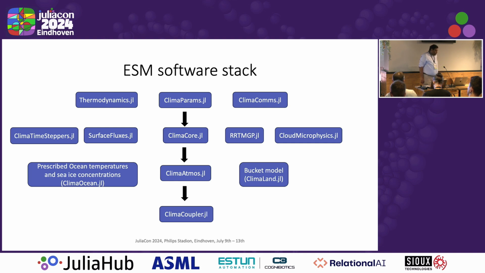At the next level, we have ClimaAtmos.jl, which is essentially the dycore, which builds on the packages in the lower levels. Then we currently prescribe ocean temperatures and sea ice concentrations, but the plan is to eventually use ClimaOcean from MIT coupled with that. And then we have ClimaLand and a simpler approximation of a bucket model for the land model. And then the coupler couples the dycore, ocean, and the land model.